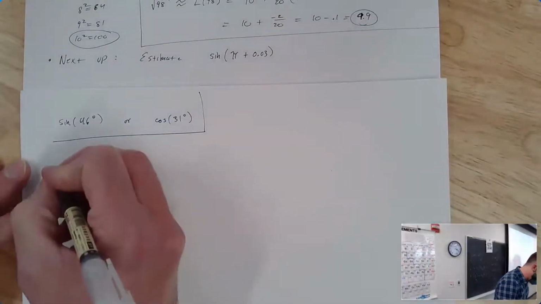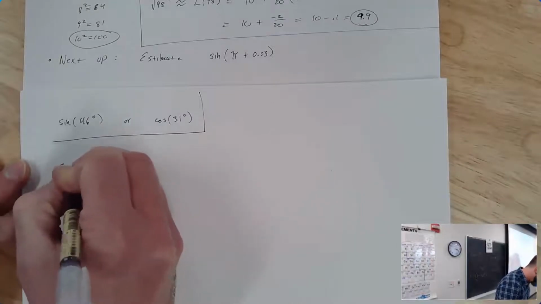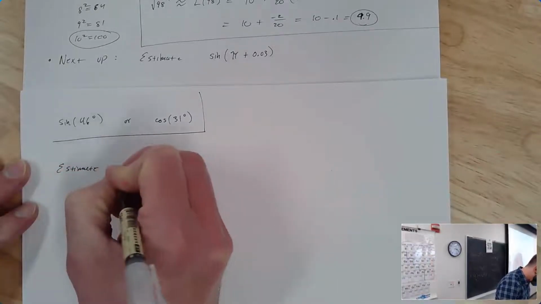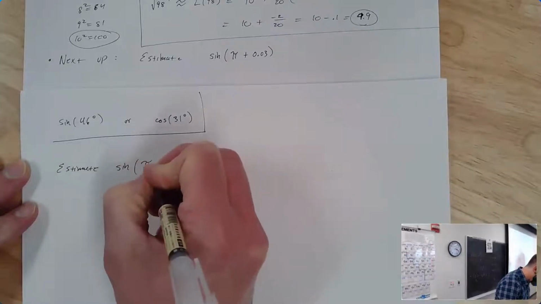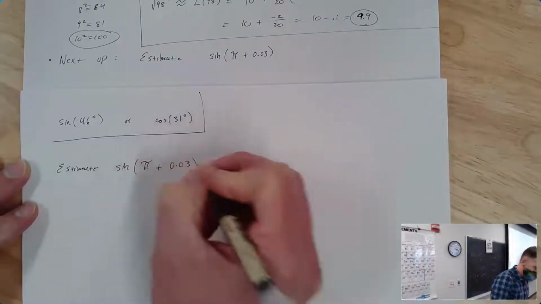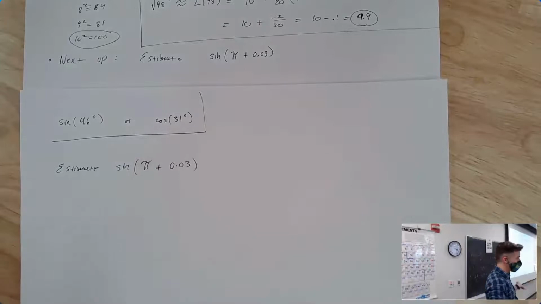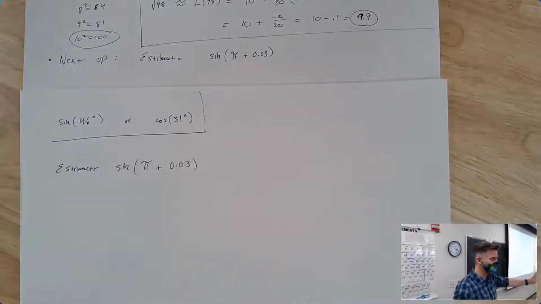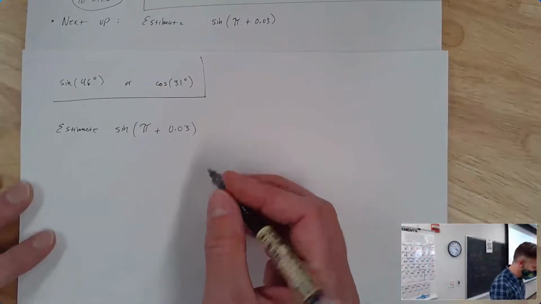Okay, so we're going to estimate sine of pi plus 0.03. Now, I didn't write all the words, but if we see estimate something like sine or cosine or square root of something, the implication there is using a linearization. Unless they're taught, I don't think anyone's covering Newton's method. If you cover Newton's method, we'll talk about that, but I don't think we are, so I'm not going to sweat it unless we get there.